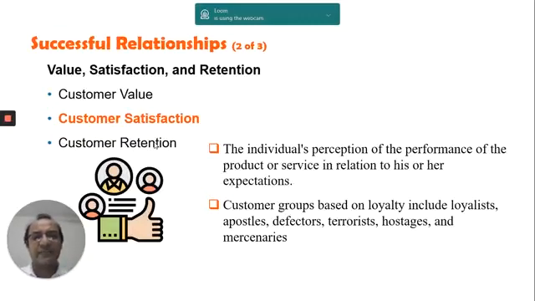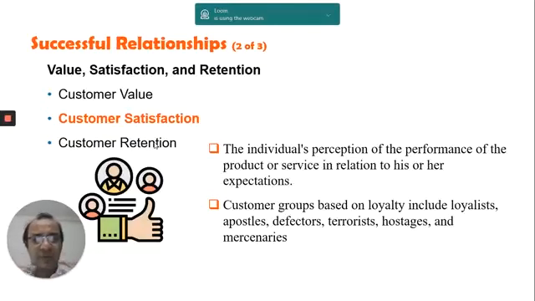If the performance of the product is less than my expectation, we are dissatisfied. If the performance of the product is more than my expectation, I'm delighted or highly satisfied. So as a customer, whether I will buy the product again or not depends on customer satisfaction. If I am satisfied, I may buy the product again. If not, I won't buy the product, or I won't make any repeat purchase.